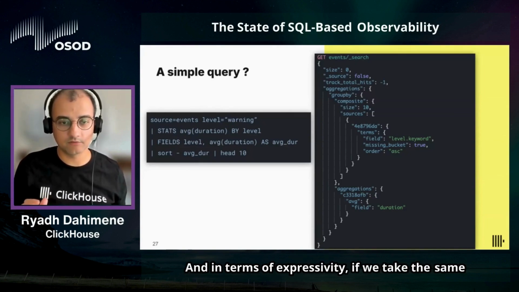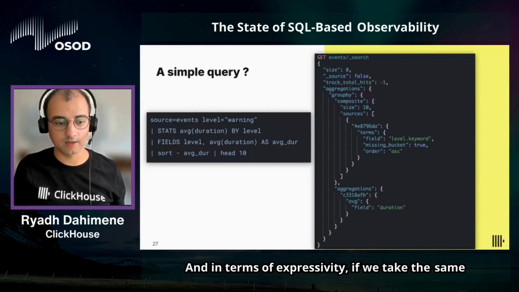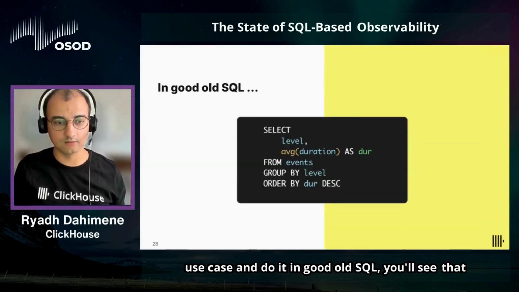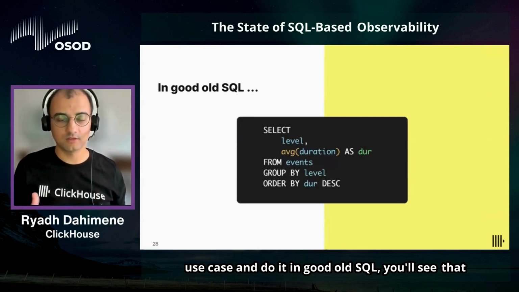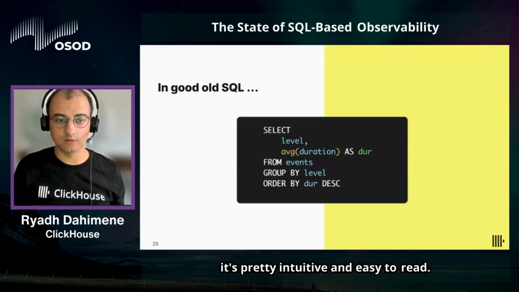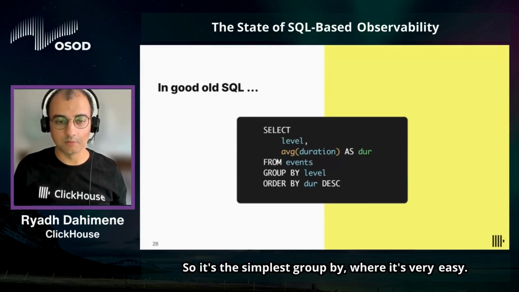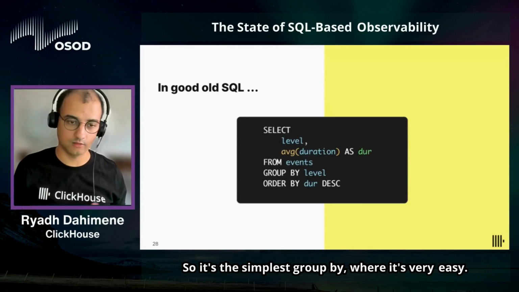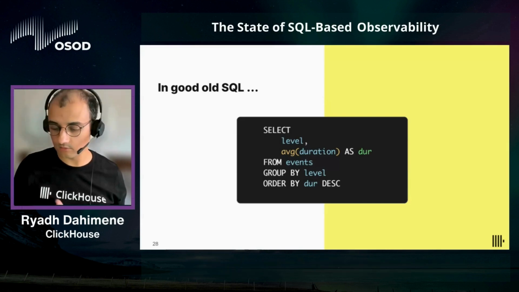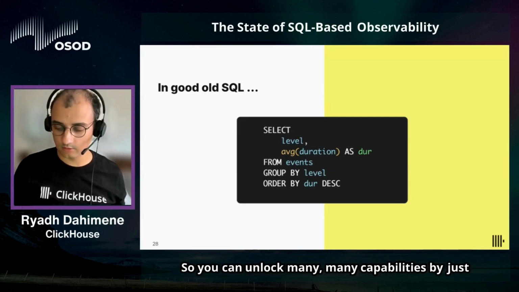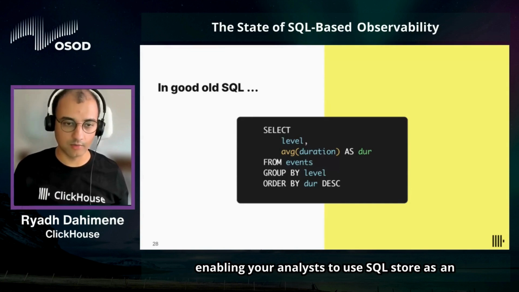And in terms of expressivity, if we take the same use case and do it in good old SQL, you'll see that it's pretty intuitive and easy to read. So it's the simplest group by query. It's very easy. The learning curve for SQL is not that hard, to be honest. So you can unlock many, many capabilities by just enabling your analysts to use SQL as an observability store.